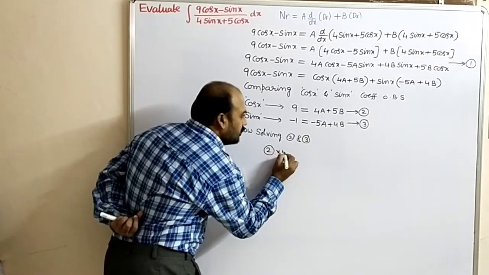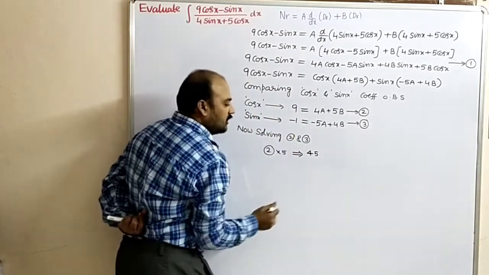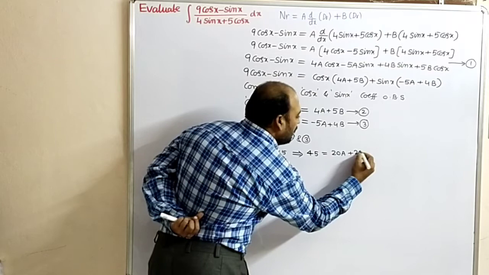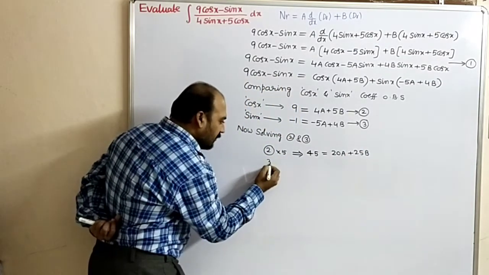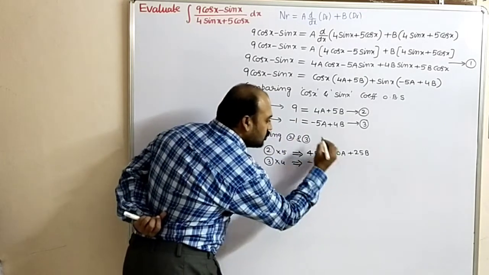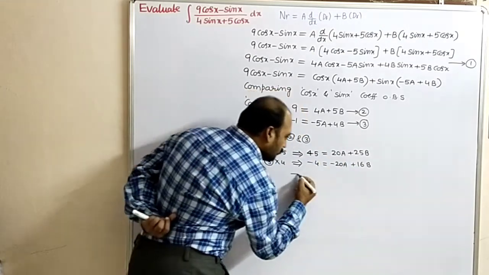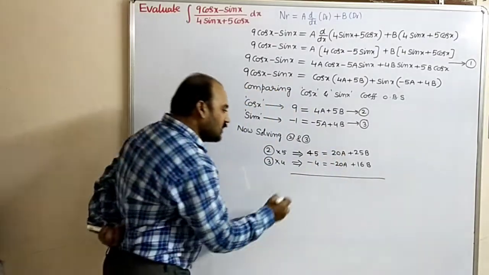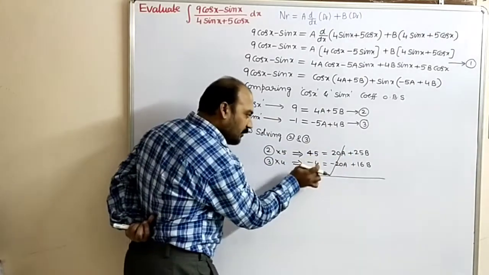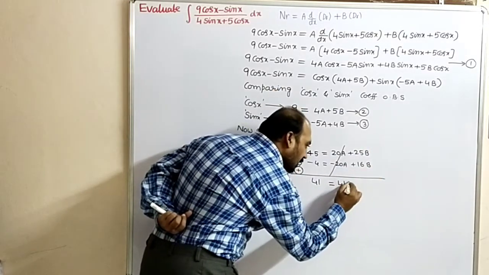Equation 2 into 5, that implies 45, 5 into 9, which is equal to 5 into 4, 20a, 5 into 5b, 25b. Next, equation 3 multiplying by 4, minus 4, equal to minus 20a plus 16b. Now, here minus 20a and plus 20a are there, therefore we are adding both the equations. So plus 20a minus 20a get cancelled. 45 minus 4, 41, which is equal to 25b plus 16b, 41b.